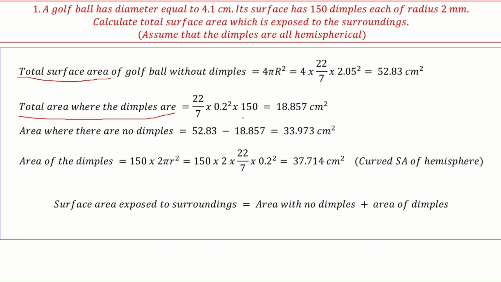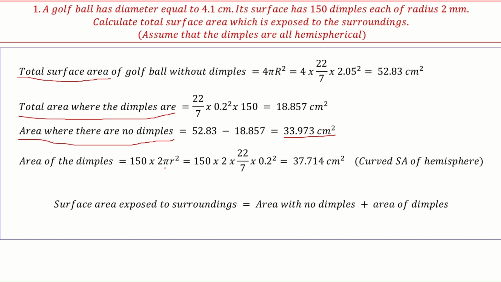But this area has become okay, and this is the area where no dimples are. This area remains as is, correct? 152.83 minus 18.857. This will remain as is. Plus extra area will come, area of dimples, that is.